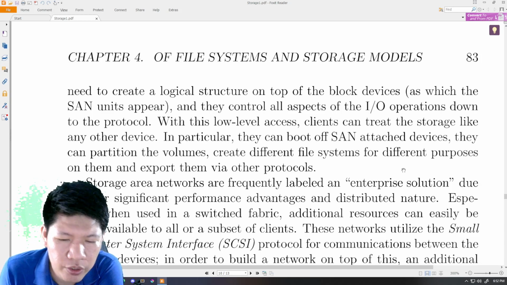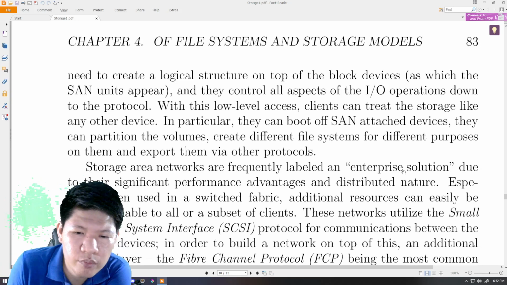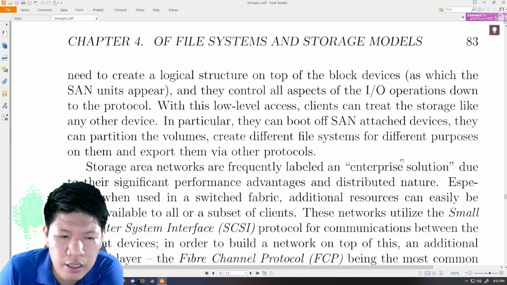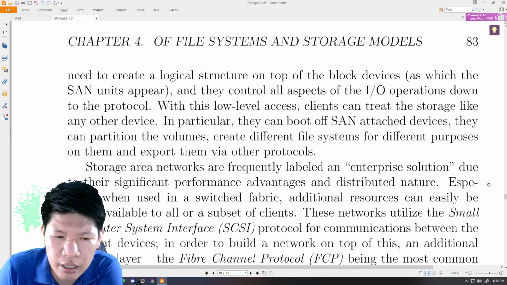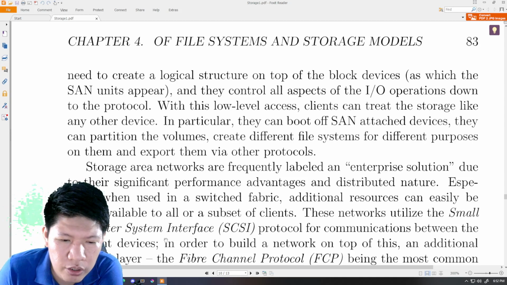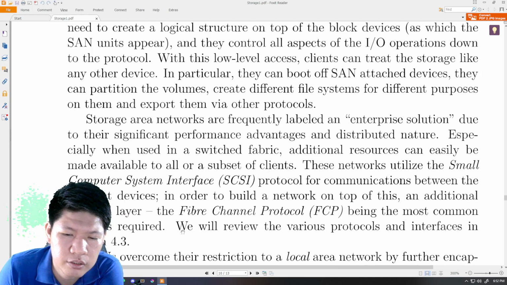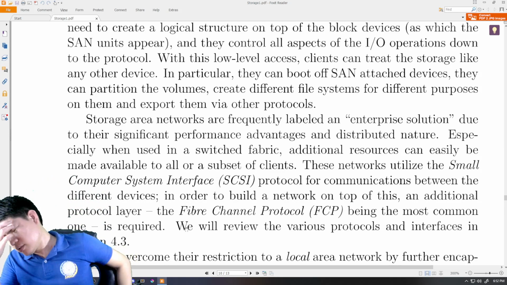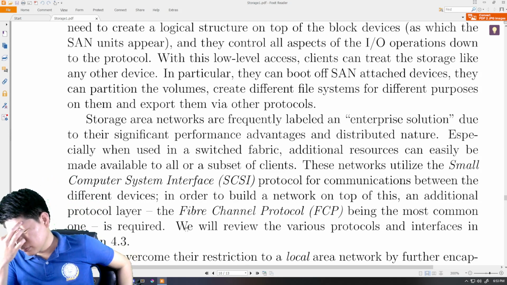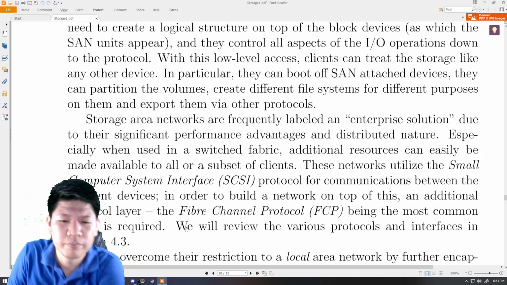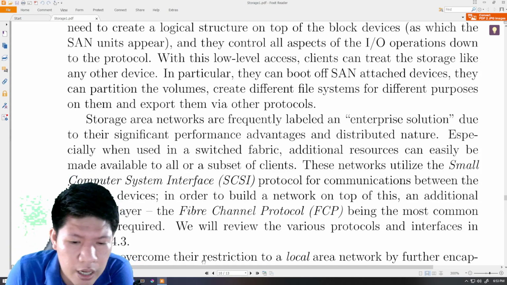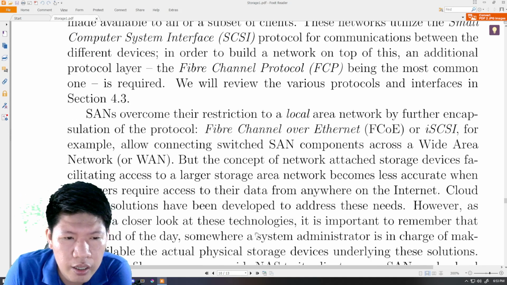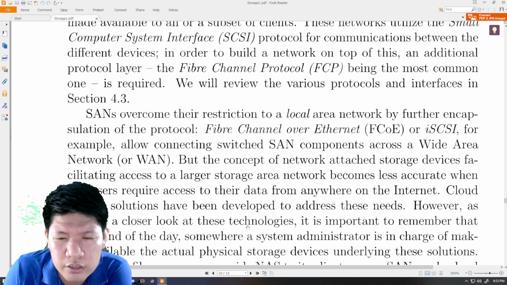So when we talk about SCSI, SCSI was already mentioned. Small Computer System Interface. Okay, so that's our SCSI definition, and SANs over the restriction.